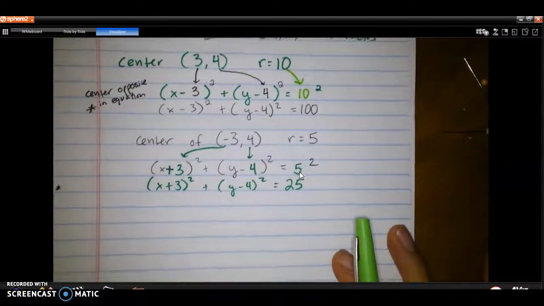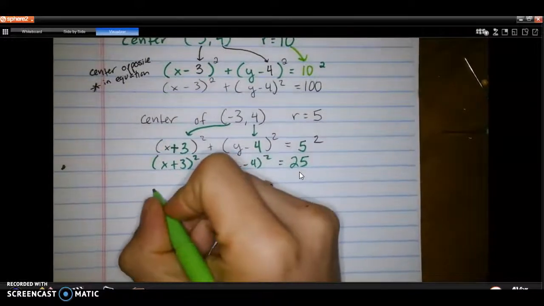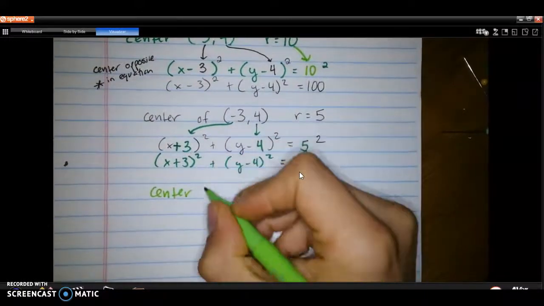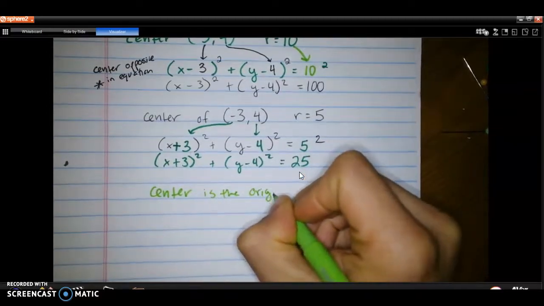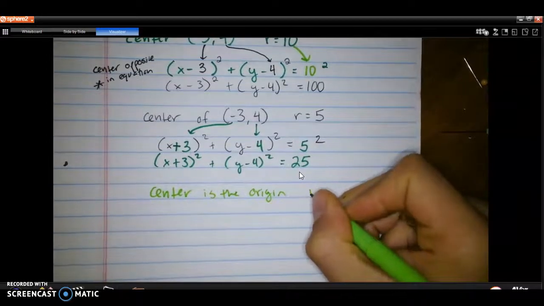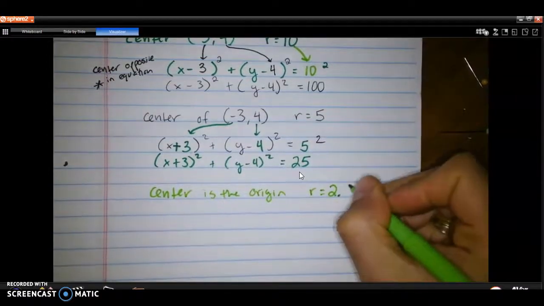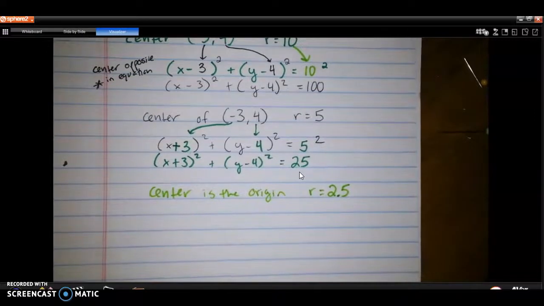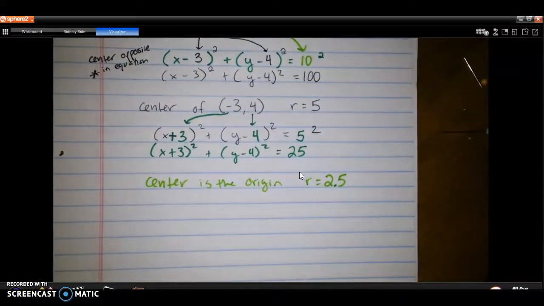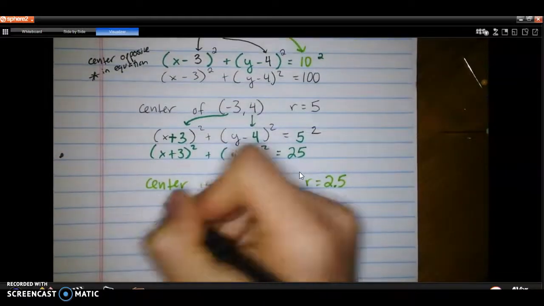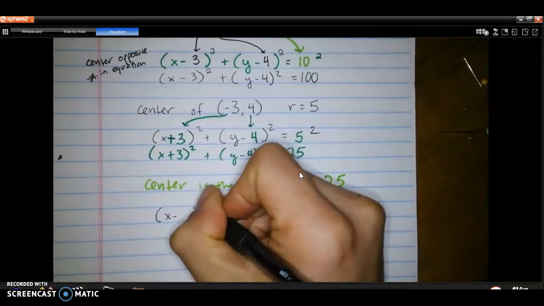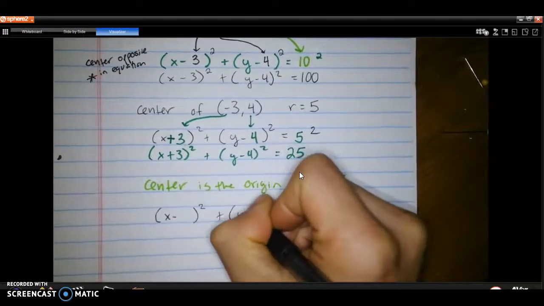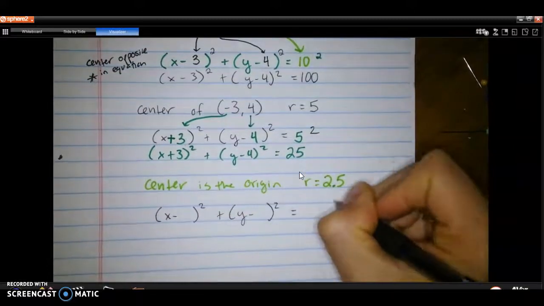Now I'm going to give you guys one more to try. Our center is the origin. And I'm going to let our radius be equal to 2.5. So pause the video and give that a shot. All right, we're back. Let's write it out. X minus blank squared plus y minus blank squared equals blank squared.